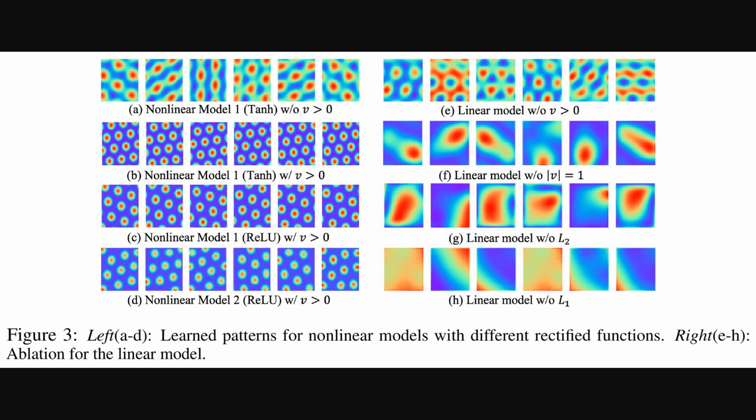Figure 3 then investigates what specific model ingredients are crucial for these hexagonal patterns to emerge. The left side, A through D, shows nonlinear models using different rectified functions, which are just specific types of activation functions. It seems that enforcing non-negativity, so neural activity can't be negative, helps. But the right side, E through H, an ablation study on the linear model, is very telling. An ablation study removes model parts to test their importance, removing either the conformal isometry constraint, L1, or the normalization. Keeping activity vectors at a constant length, removing it completely breaks the hexagonal pattern. This really highlights their necessity.